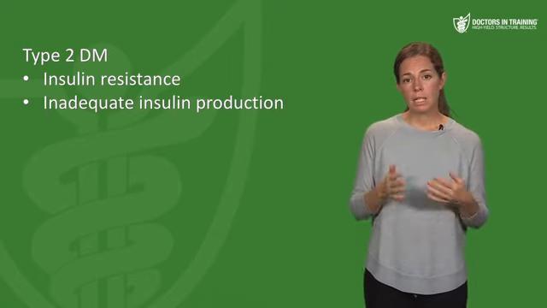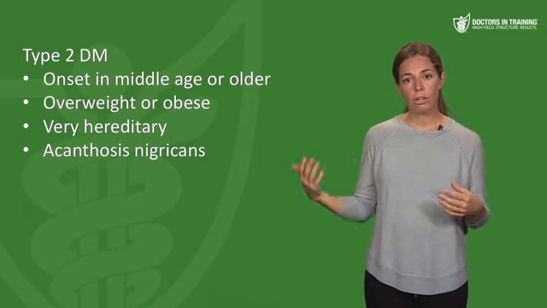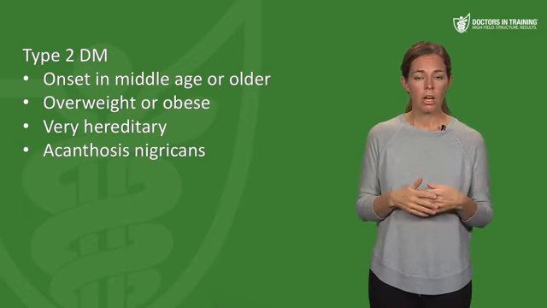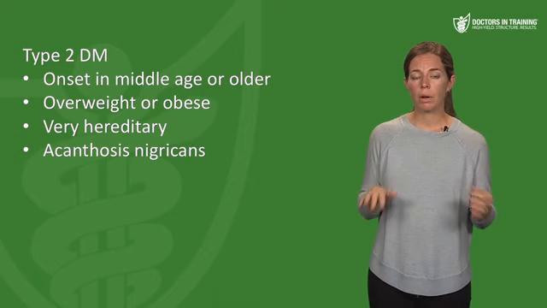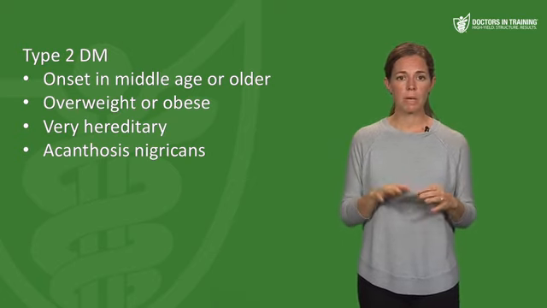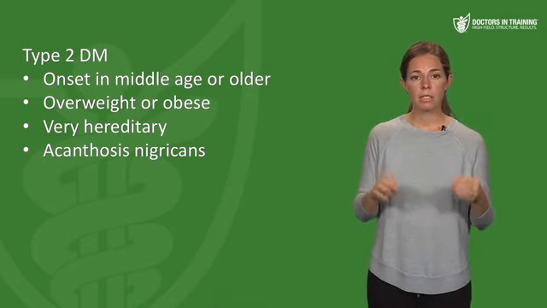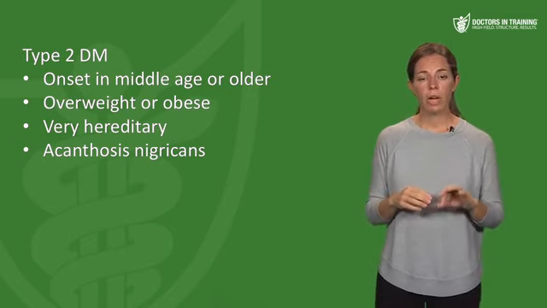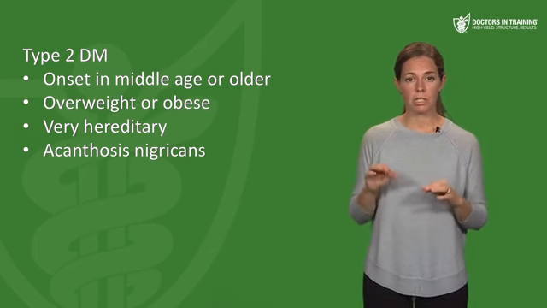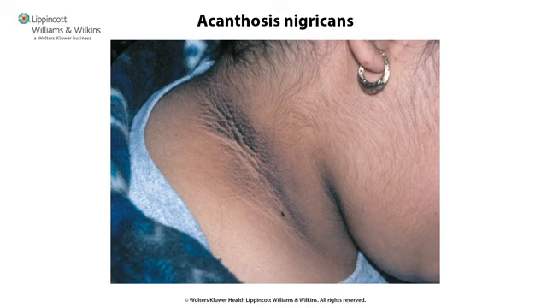So type 2 diabetes tends to have its onset in middle age or older, and most patients, about 7 out of 8, are overweight or obese. It's very hereditary. In type 2 diabetes, patients often have other metabolic problems as well, like high cholesterol and triglycerides and/or high blood pressure, and they can also have a skin finding called acanthosis nigricans. So acanthosis nigricans is that dark velvety skin lesion on the flexural areas of the skin, like the back of the neck or the axillae. It can be associated with some visceral malignancies too, but most commonly with insulin resistance and type 2 diabetes.